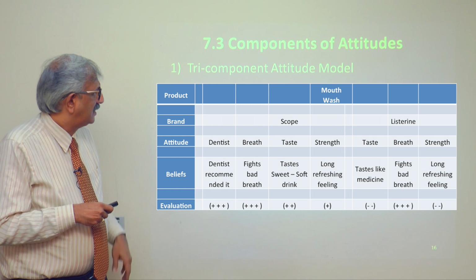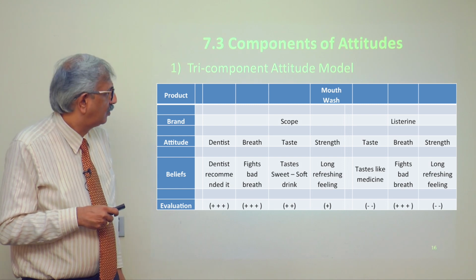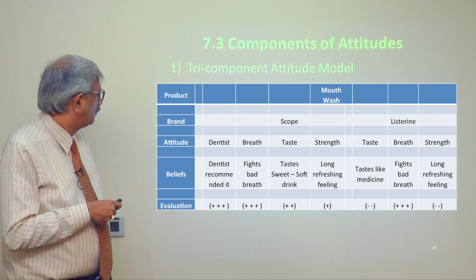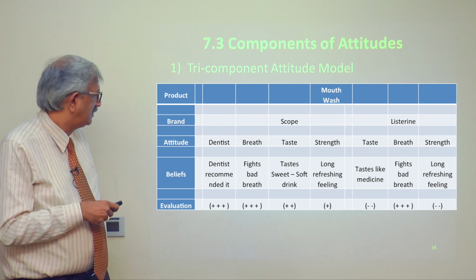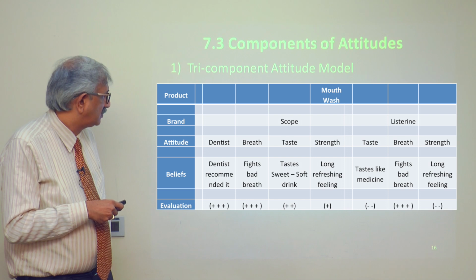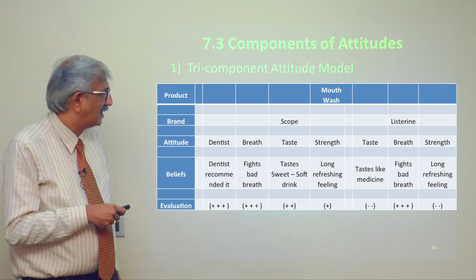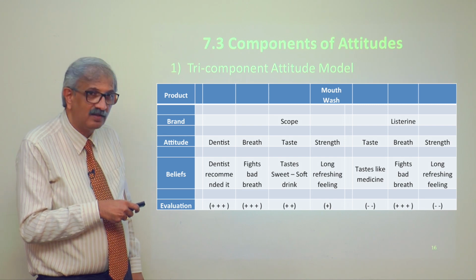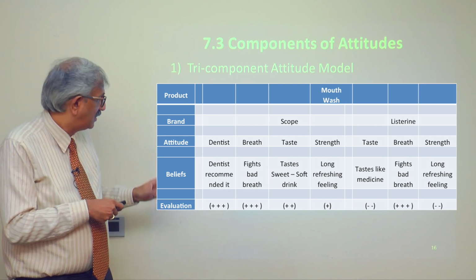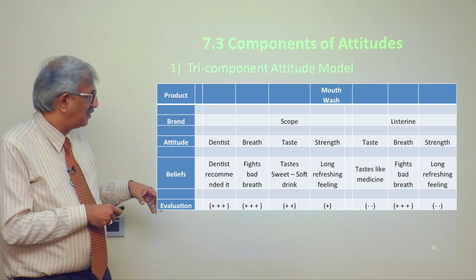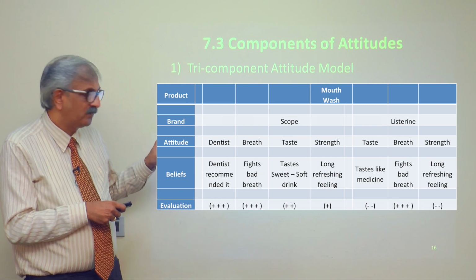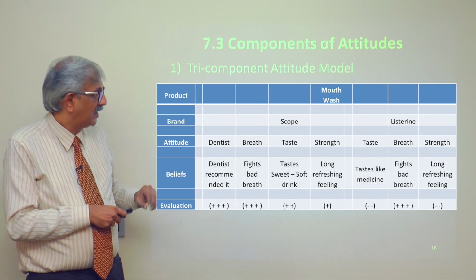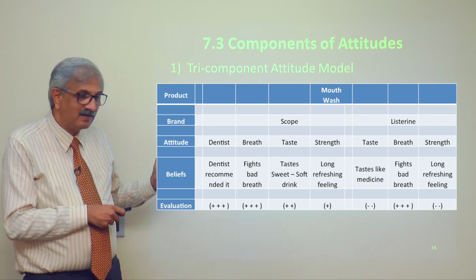This gives you an idea. There is a mouthwash, Scope. There's one brand called Scope, and the second is Listerine. How do you read this? What does the dentist have to say? What about the breath? About the taste? That is feedback from the consumer, on strength, taste and breath, and the same is given for Listerine. Then you can read this: the dentist recommends it, fights bad breath, tastes sweet, like a soft drink, and gives a long refreshing feeling. Vis-a-vis Listerine, which tastes like medicine.